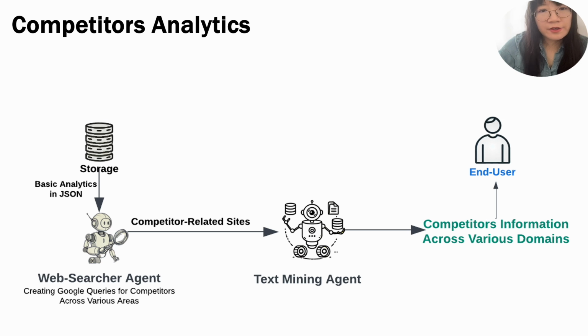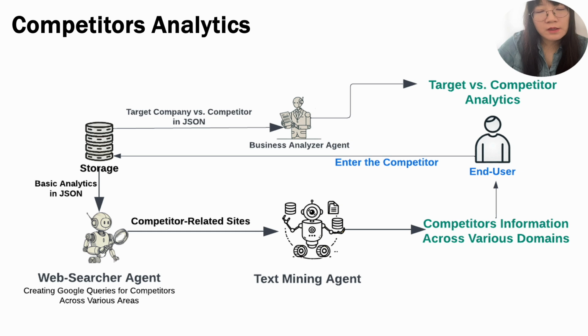In competitor analytics, the web searcher has the freedom to generate diverse Google queries, reasoning based on the pre-extracted insights. Web pages containing competitor information will be sent back to the business analytics management agent to identify competitors across different fields and evaluate the competition's strengths for the user. The user can then choose a competitor of interest. If basic analytics insights on the competitor are already available, then the data will be sent back to the business analyzer, which compares the two levels and provides strategies to outperform the competitor.